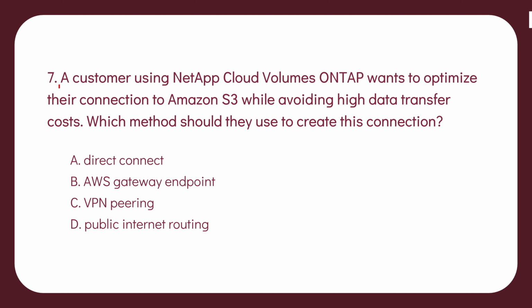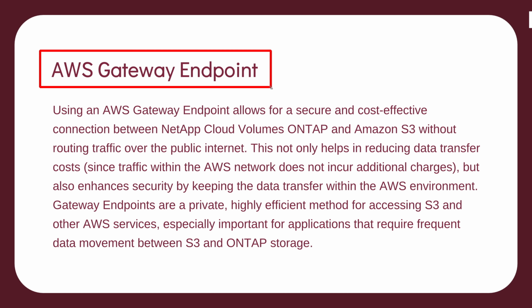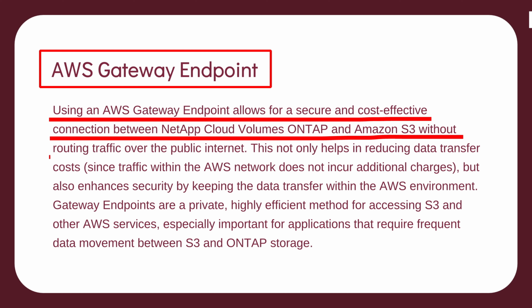Question 7. A customer using NetApp Cloud Volumes ONTAP wants to optimize their connection to Amazon S3 while avoiding high data transfer costs. Which method should they use to create this connection? The knowledge points of this question are: AWS Gateway Endpoint. Using an AWS Gateway Endpoint lets you connect to Amazon S3 without using the public internet. This makes data transfers cheaper and more secure, while keeping the traffic within the AWS network for better performance.